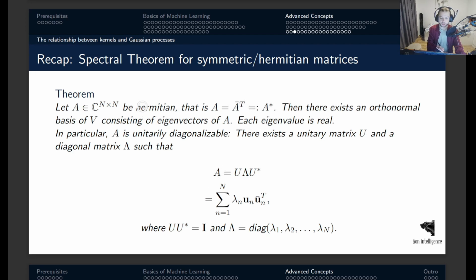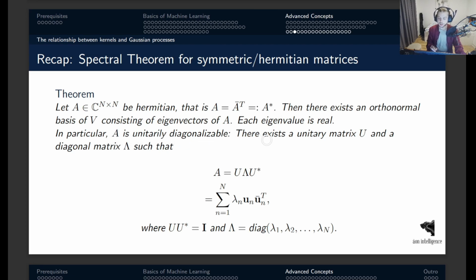So in the complex realm, we call it Hermitian. For real matrices, this is just standard symmetry, right? Because the complex conjugate of A is just A, and then you have A being equal to A transpose, standard symmetry. Given this setup, there exists an orthonormal basis of V, consisting of eigenvectors of A, where each eigenvalue is real. In particular, A is unitarily diagonalizable.